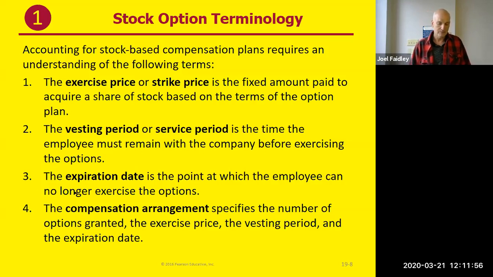Expiration date, the employee can no longer exercise the options. And so the compensation arrangement also states the number of options granted to each individual, what the exercise price is, what the vesting period is, and then the expiration, which might be 2 years, maybe these expire after 4 years or 5 years.